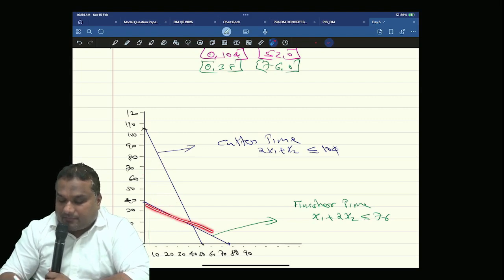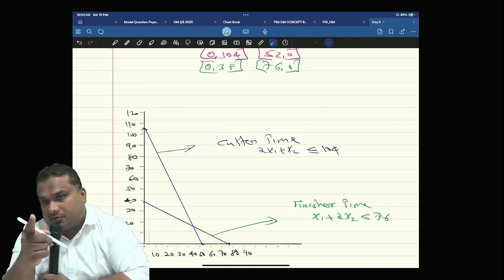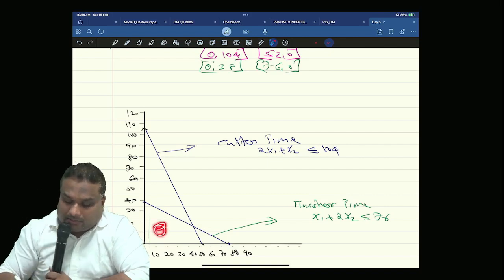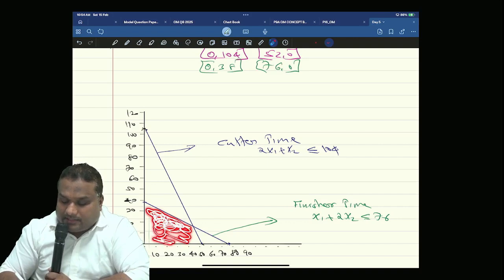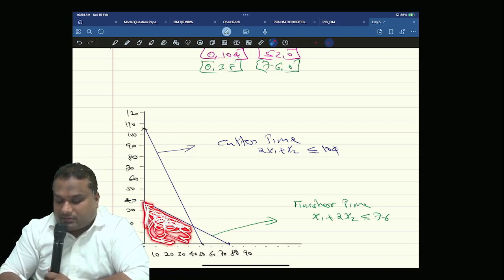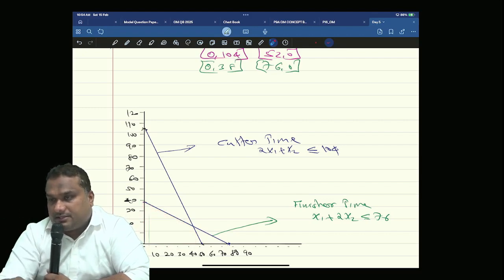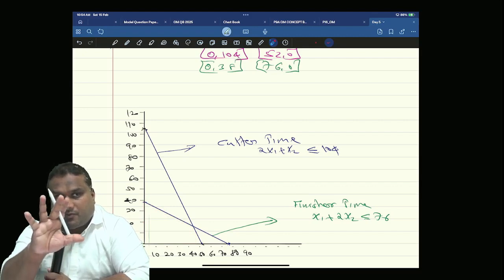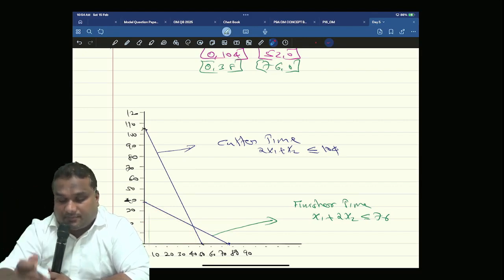This is the time for the finisher. In this area, only the finisher's time is available, no cutter's time. So in this area, production is not possible. To produce the product, we need both the cutter's time and the finisher's time. So this is the region which has both. This region is called the feasible region.